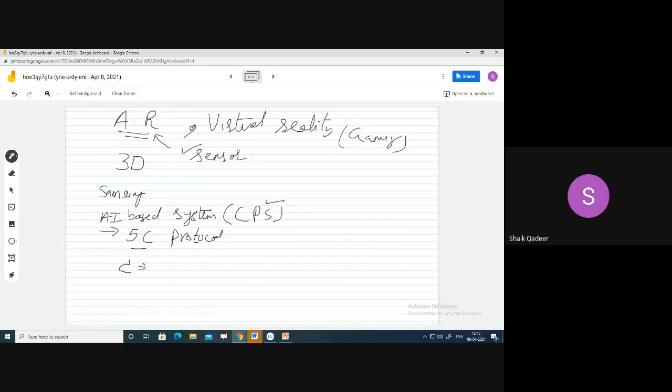First C of this 5C protocol is nothing but conversion. Okay. What is this conversion? I am telling you, none of the systems that exist in nature work without a sensor.